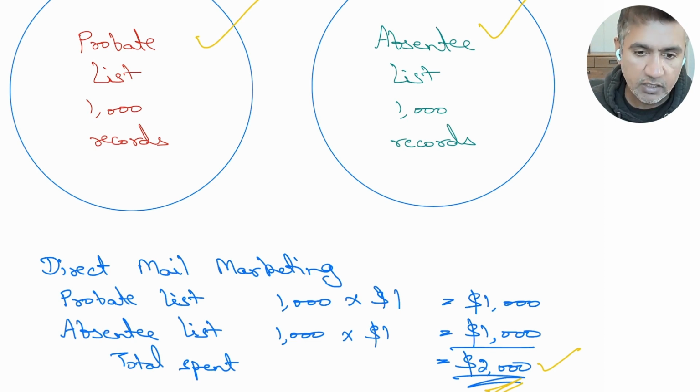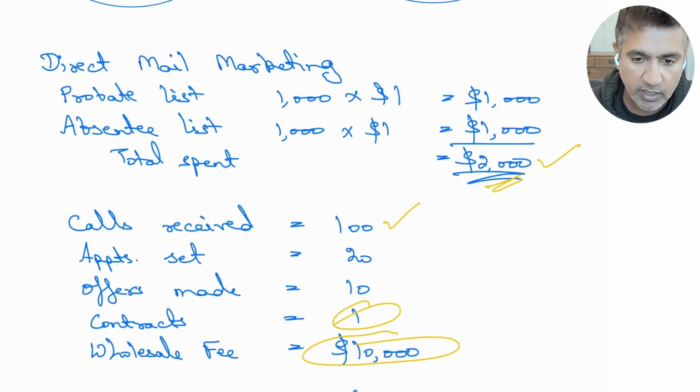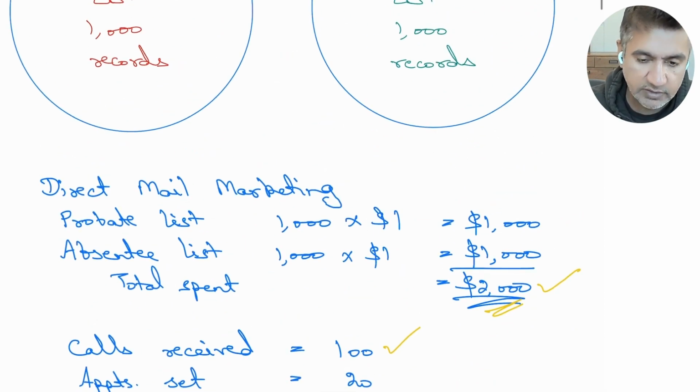If you were just continuing to use one phone number on your absentee and probate list, combined them and just using one phone number, you would never know that you could actually double your ROI just by targeting the probate list that you have.